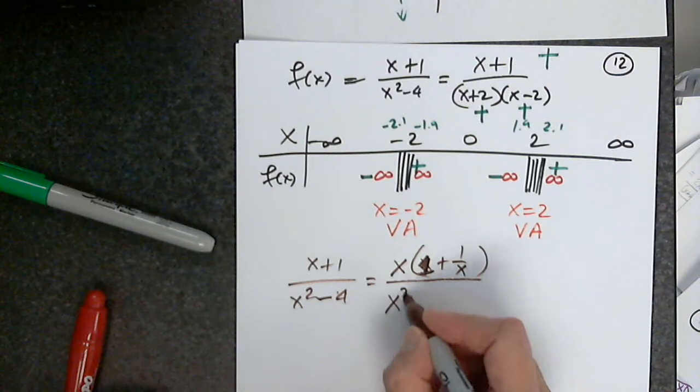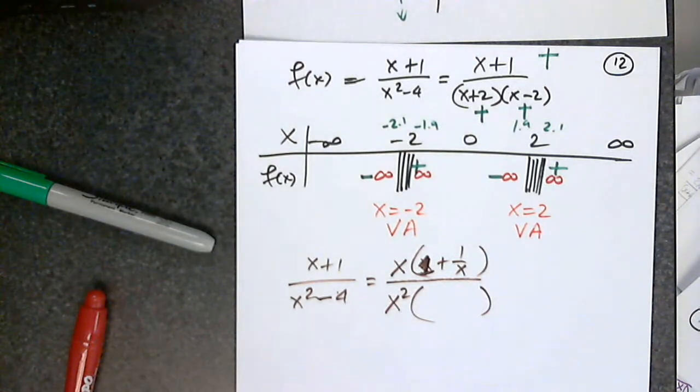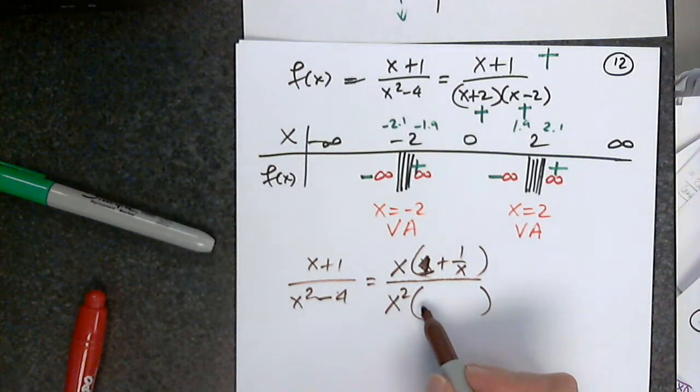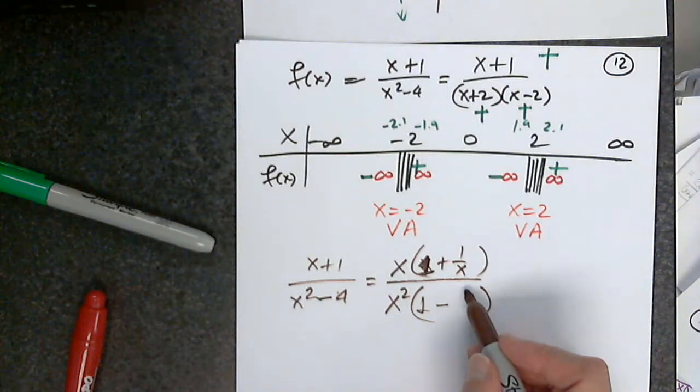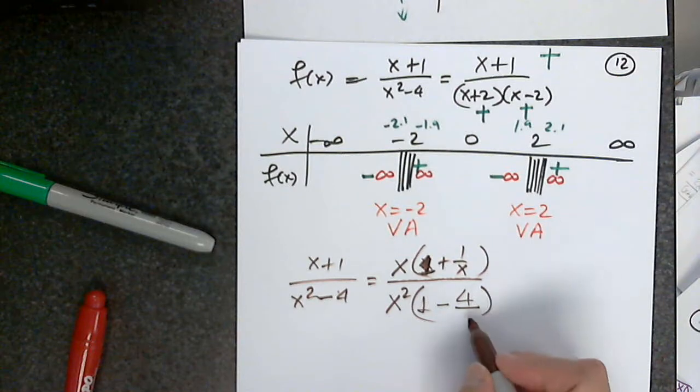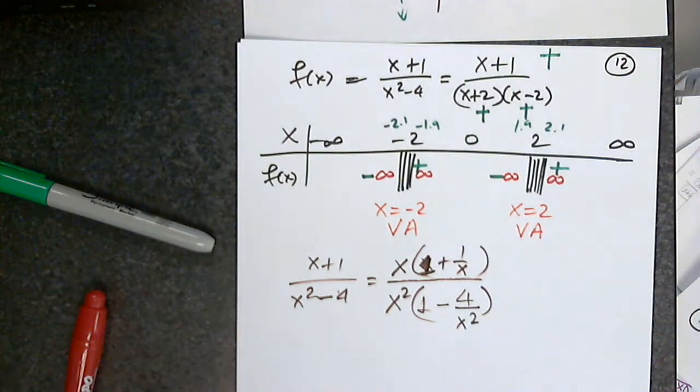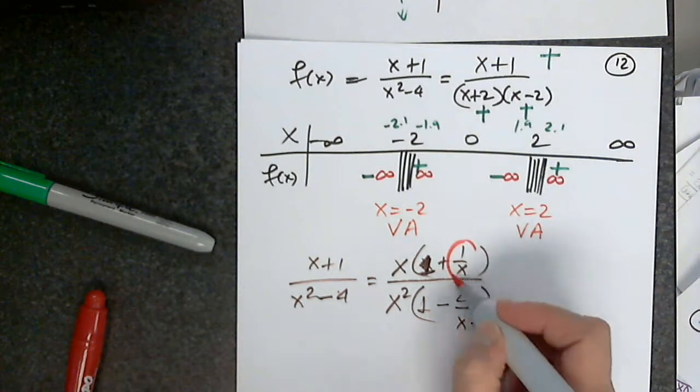Okay, so I factor out x squared. I always factor out the degree, whatever it is. Okay, in parentheses, 1 minus 4 over x squared. Of course. So when x approaches infinity, what happens to this?